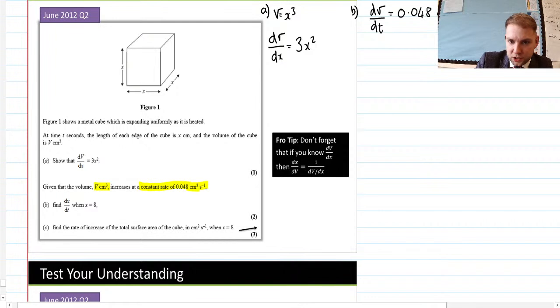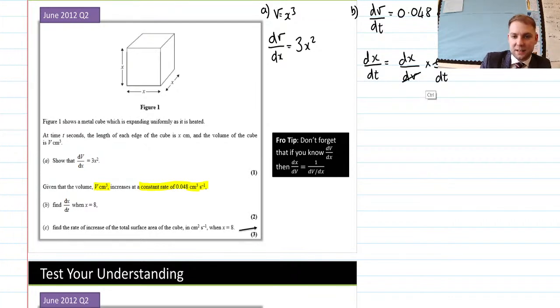now there's a million different ways you can write this out. I'm just going to write this. dx by dt is what I want. Now I haven't got dx by dt, and I haven't got anything which links x and t, but what I do have is dV by dx, so I'm going to split this up into dx by dt is equal to dx by dV times dV by dt. Notice that if I cross these out, it'll just cancel to give me back dx by dt.